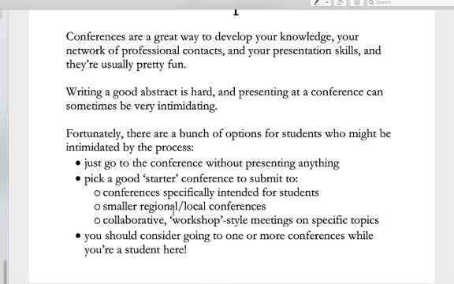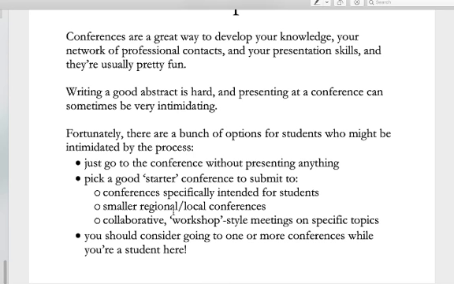There are a bunch of options for students who might be intimidated by the process. You can just go to the conference without presenting. That's definitely a possibility. You can pick a good starter conference to submit to. So the one that we found earlier when we were looking at announcements was specifically a graduate student conference. That's a great idea. So conferences specifically intended for students are going to have much more of a helpful collaborative workshop kind of a feel.